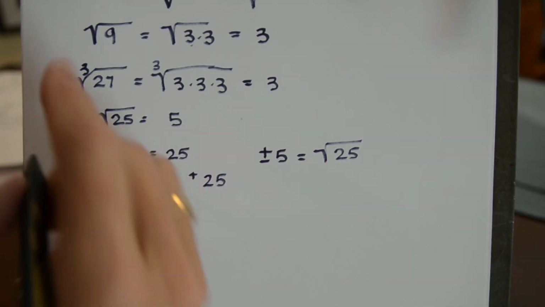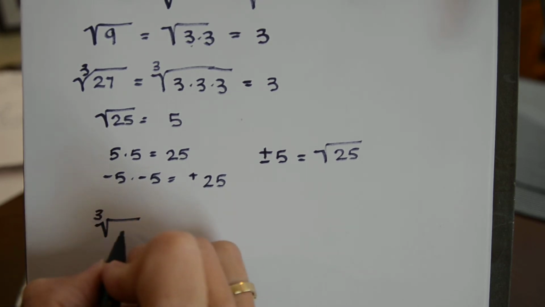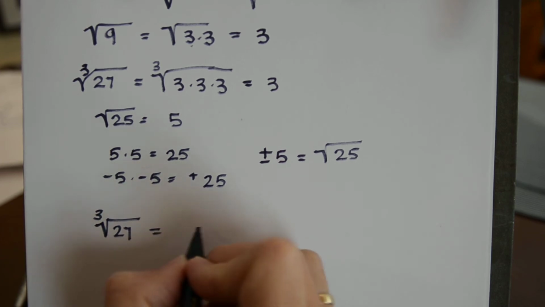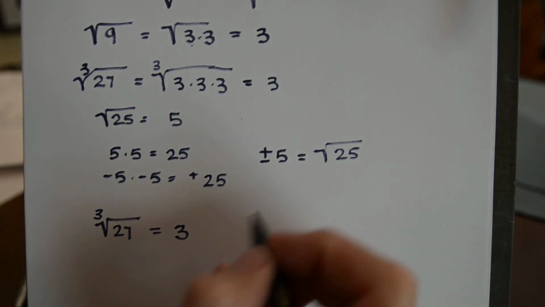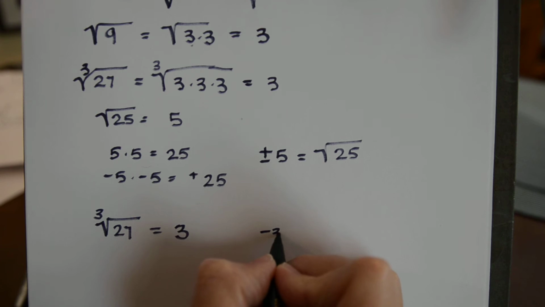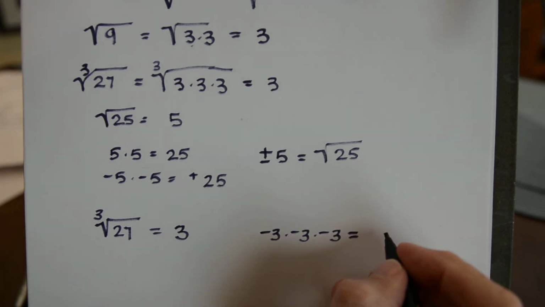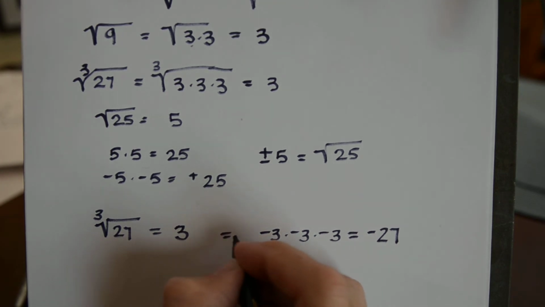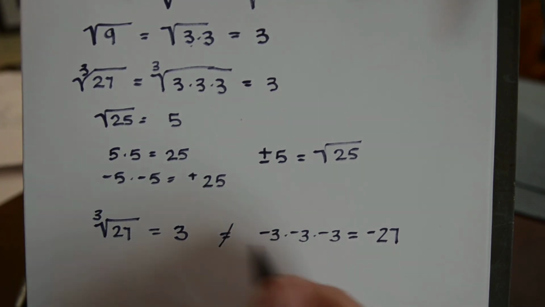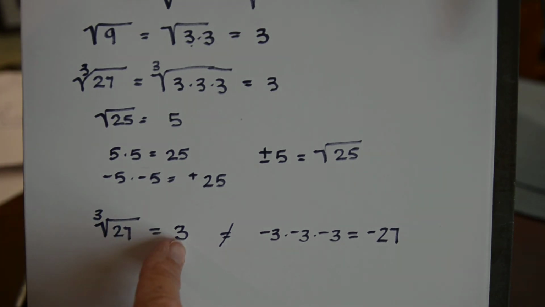But for something like the number 27, if I want the cube root of 27, it could be equal to only the number 3. Because if I did negative 3 times negative 3 times negative 3, it will generate a negative 27, which is not the same. So be aware that the positive and the negative matters.